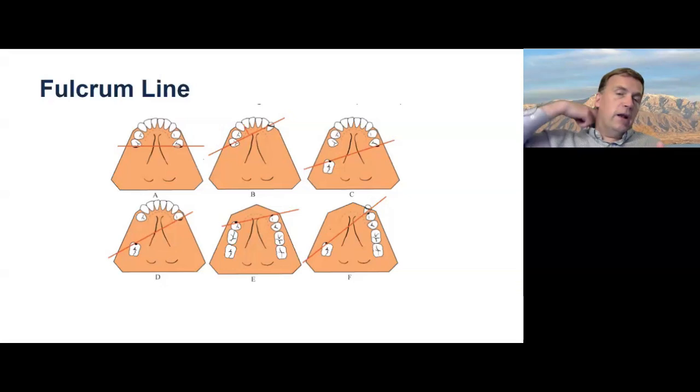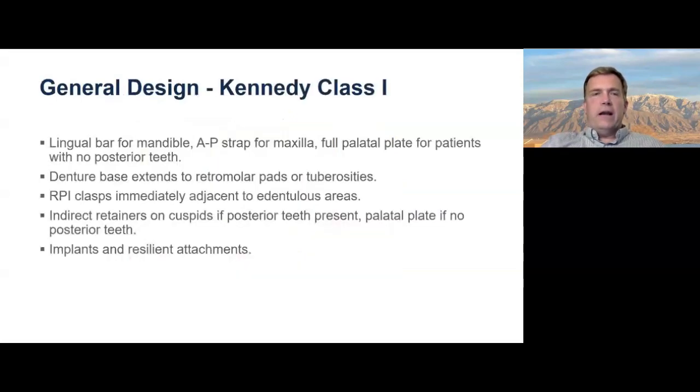So when you're looking at a partial case, you want to ask, okay, what's the axis of rotation? How am I either preventing the movement, or how am I allowing it in a way that doesn't overload the adjacent teeth? So now let's talk about how we might design a partial for a given Kennedy situation.